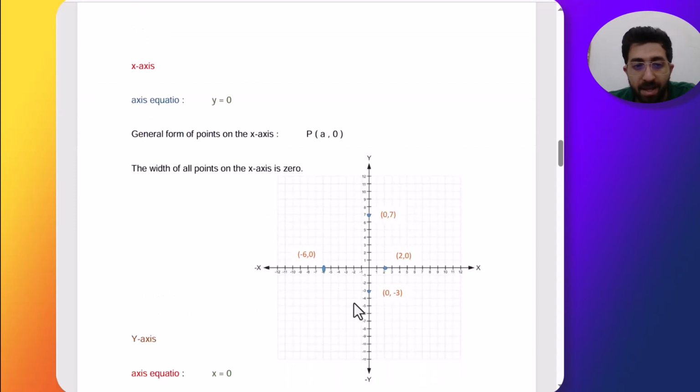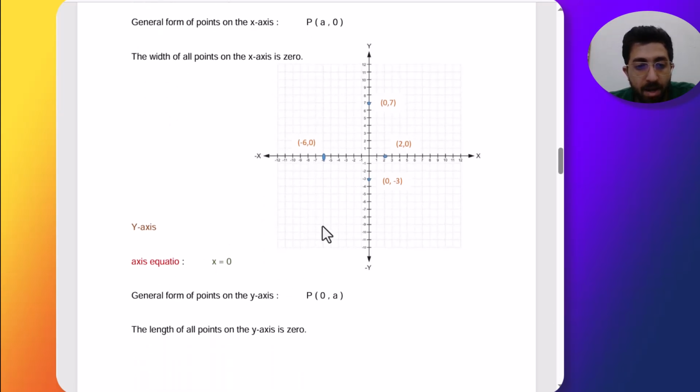Here we have the x-axis. We call this line the x-axis. The equation of this axis is as follows: y = 0. So any point whose width is 0 lies on this line, like (2, 0), (-6, 0). And this is the y-axis. The axis equation is x = 0, and the length of all points on the y-axis is 0, like (0, 7).